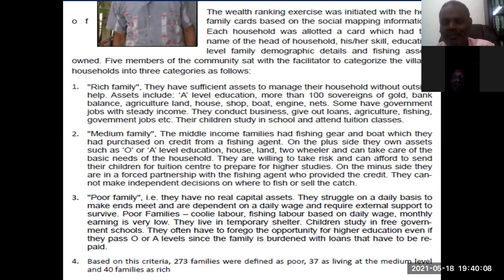In the same way, people have different meanings to categorize their fellow citizens. Based on these classifications, of who is rich, who is medium family, who is poor family, people classified the entire village. There are 273 families altogether. Out of 273, 37 families are living at a medium level, 40 families are rich, and the remaining families are poor. That's how people are able to classify themselves. So people can give meaning for their understandings. It is for you to understand the people's meanings. Because you are the one going to make a report, you need to understand how people give meaning for certain issues or criteria. Based on that, you need to explain in your research report.